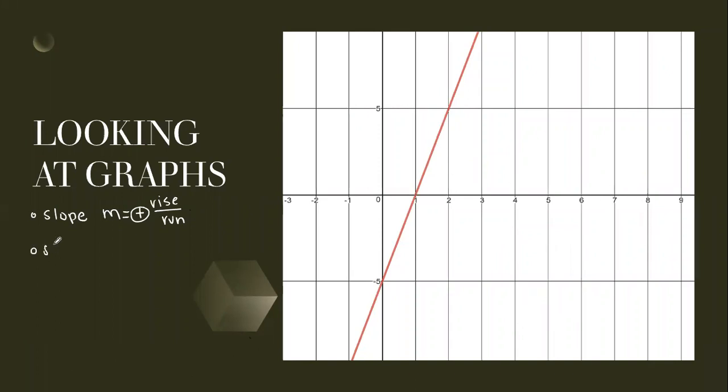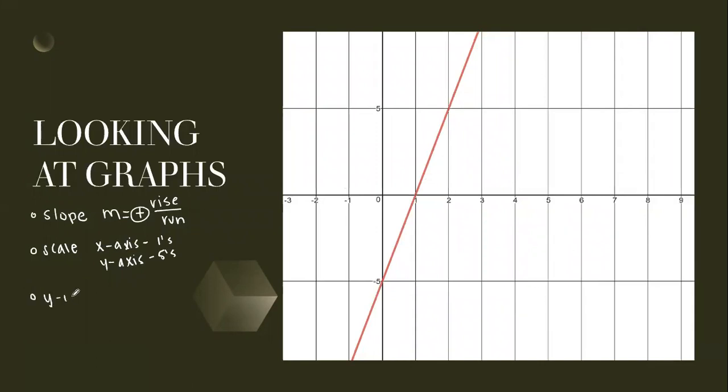Now, here's my second question. What is the scale of my graph? If I look, the x-axis and the y-axis are going by 2 different things. What is the x-axis going by? 1. And what is the y-axis going by? 5. So keep that in mind in a moment.